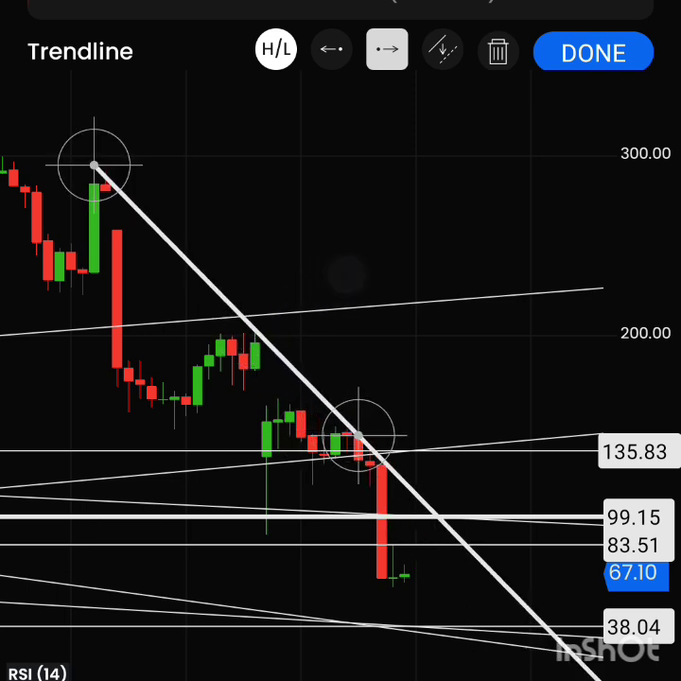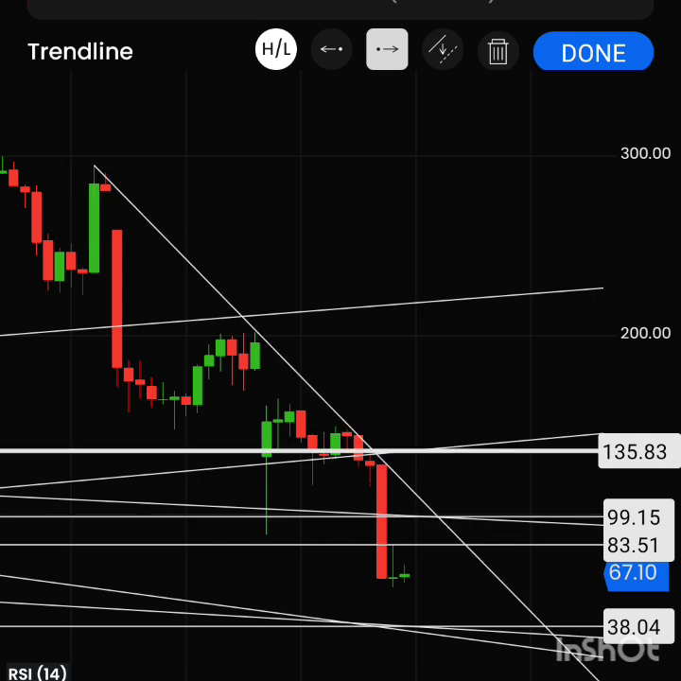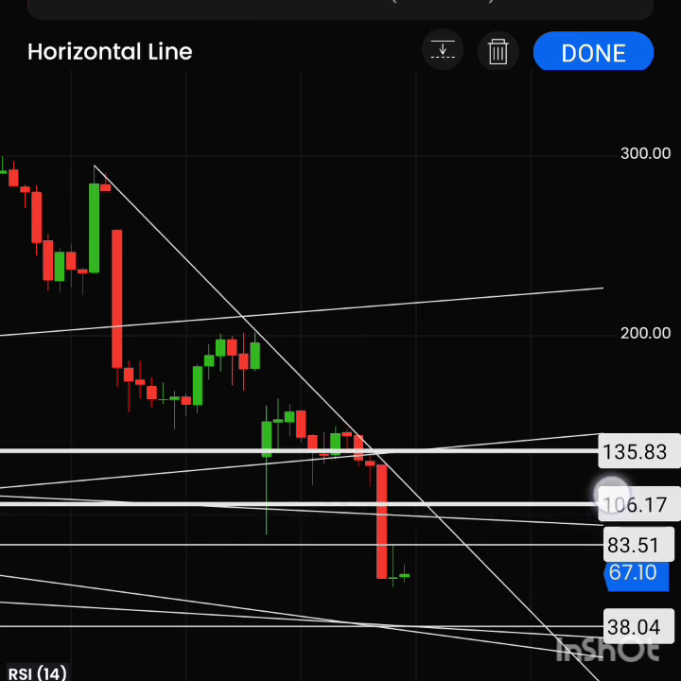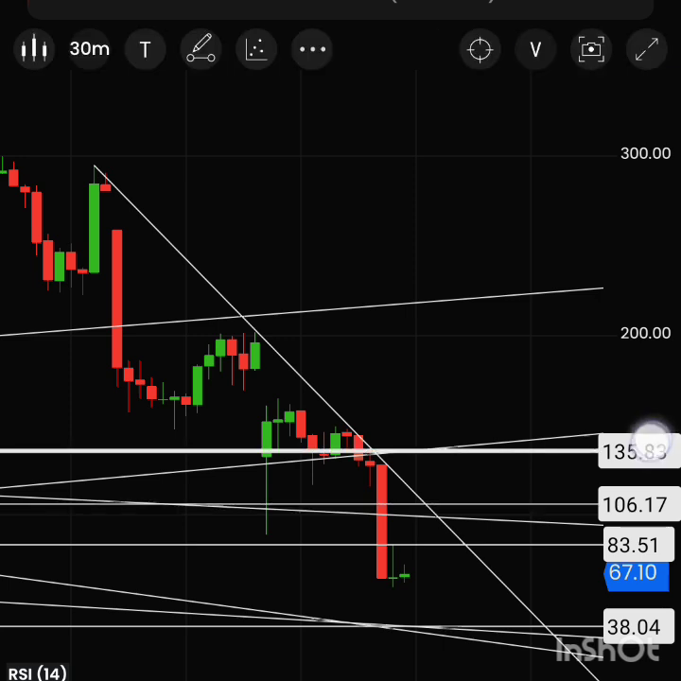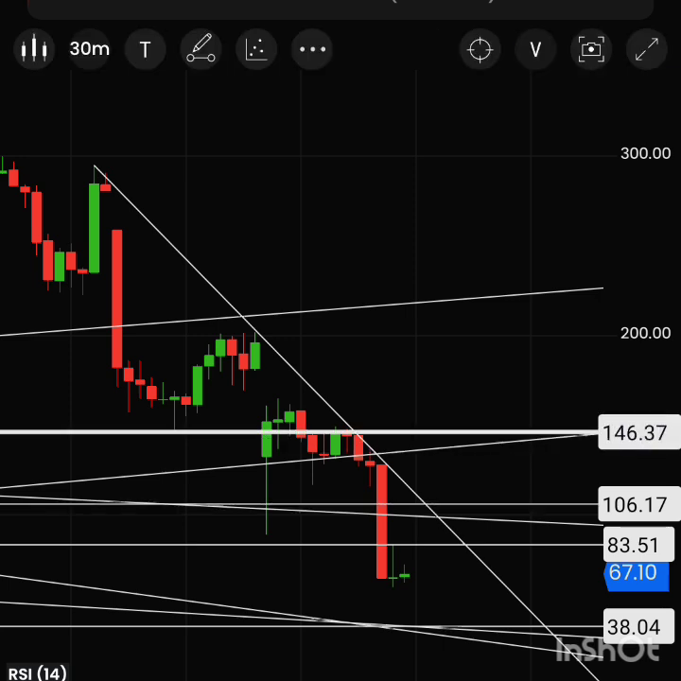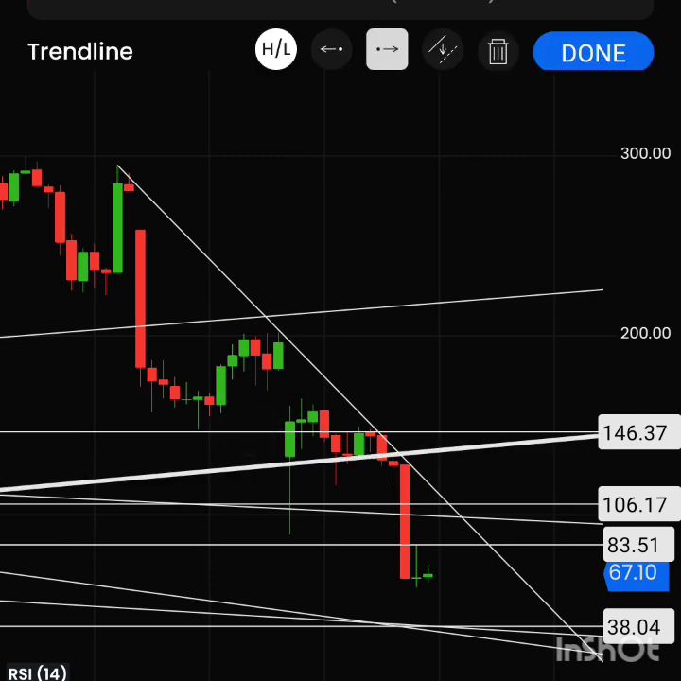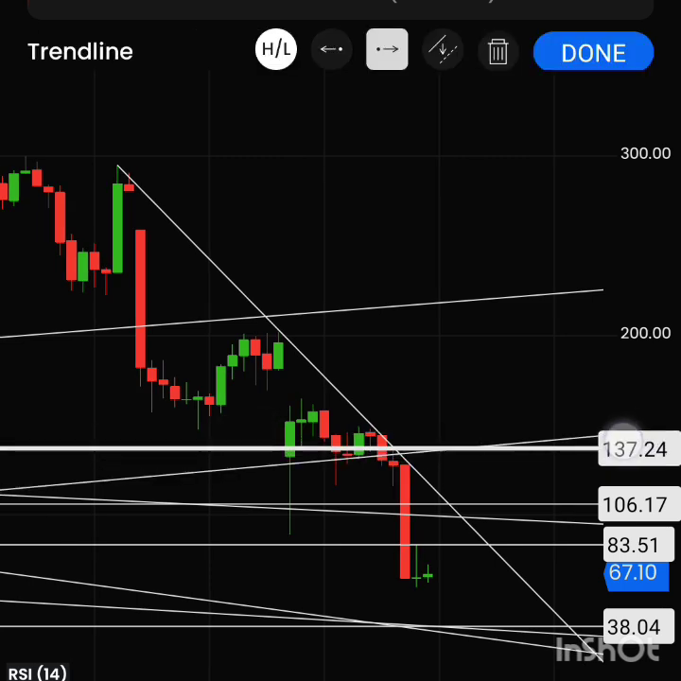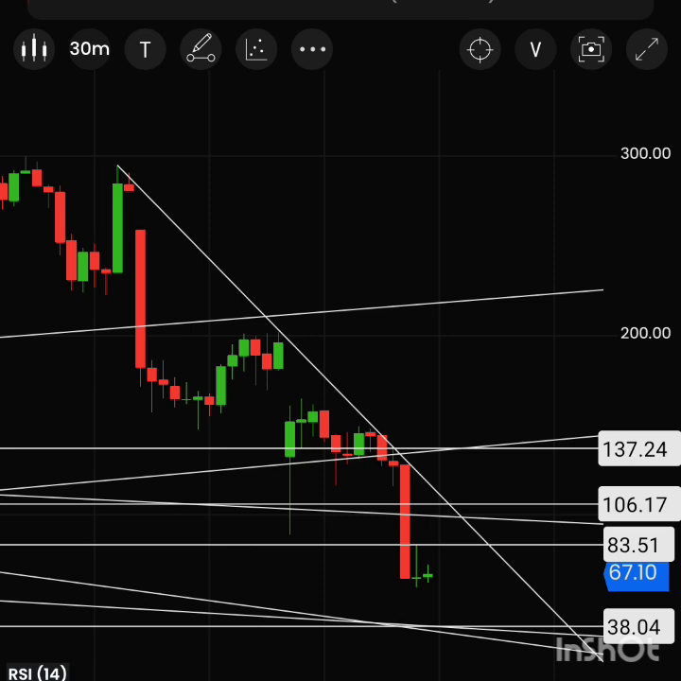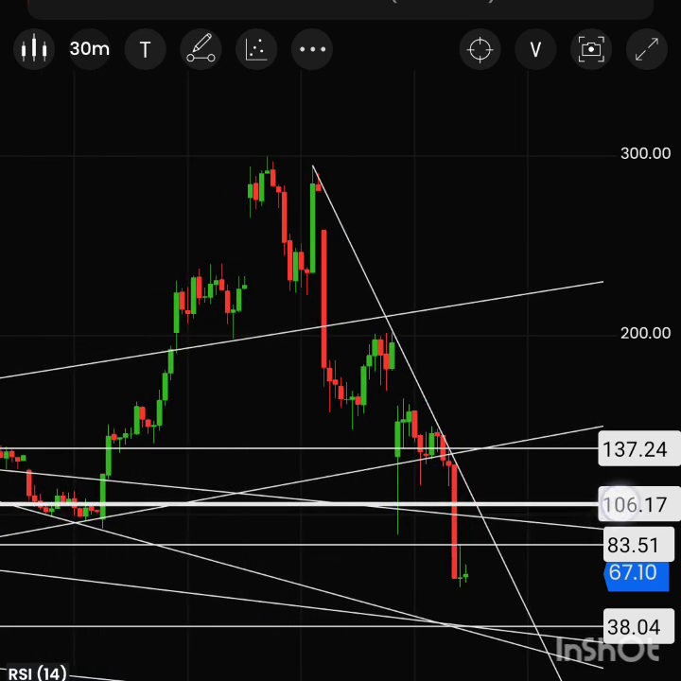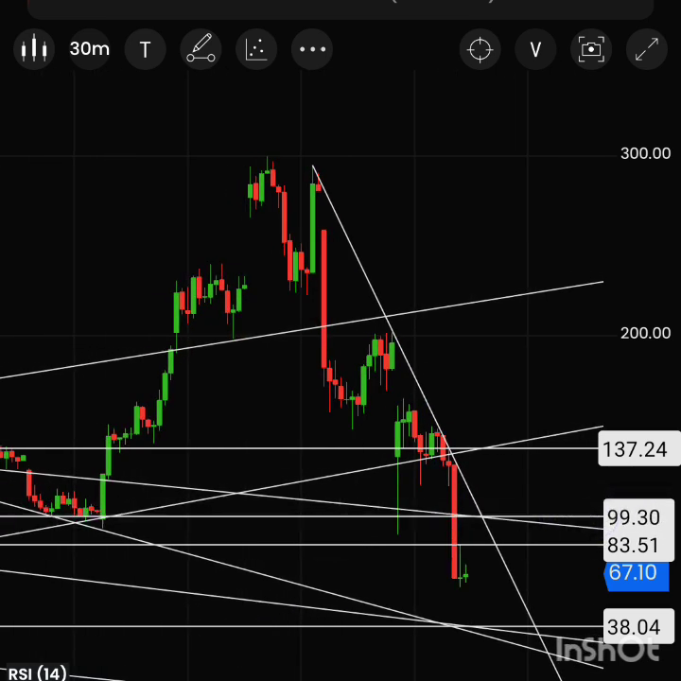Then if we cross above 106, this can lead towards the 130, 135 range, 135 to 137 range. So the crucial point will be around the 99 to 102 range. The downside support is around the 36 to 38 range.